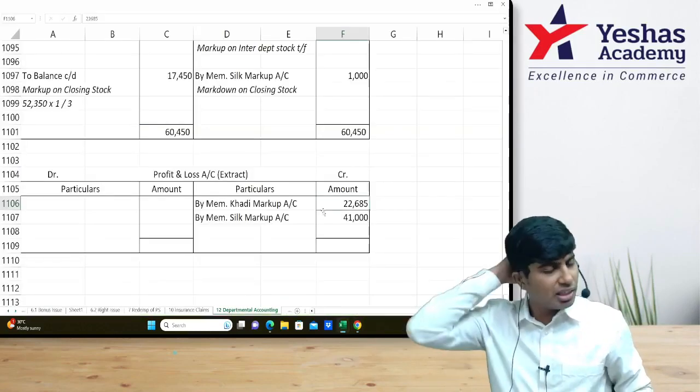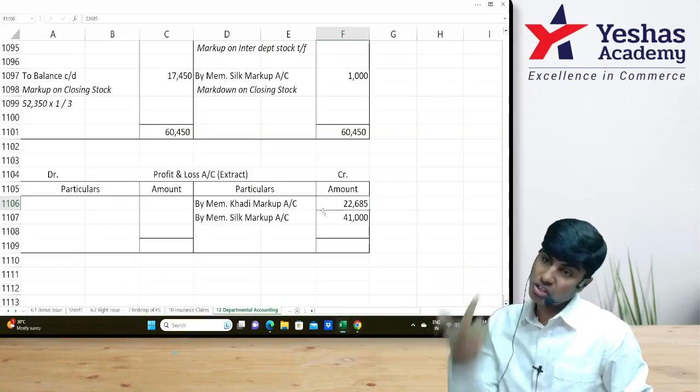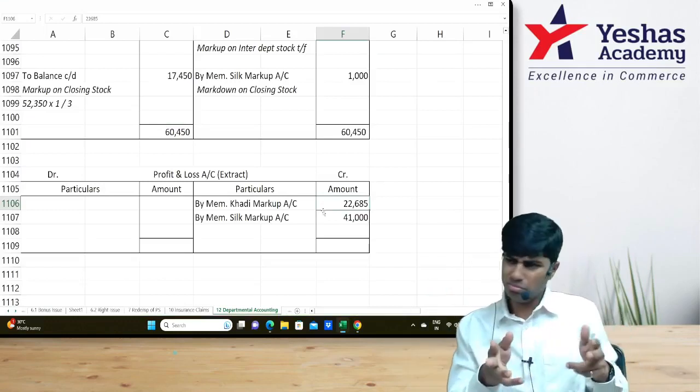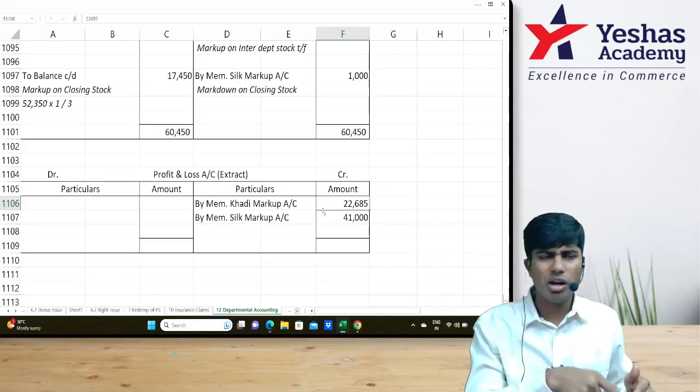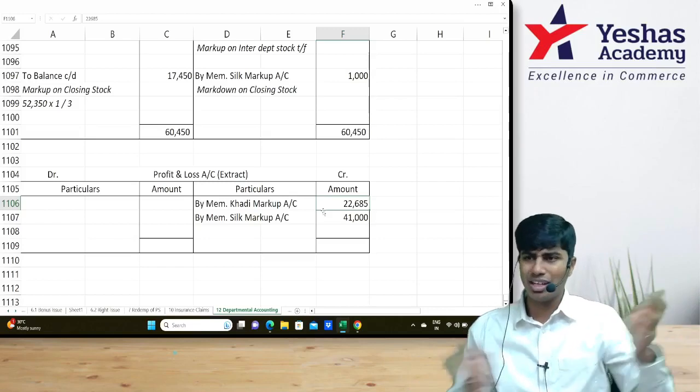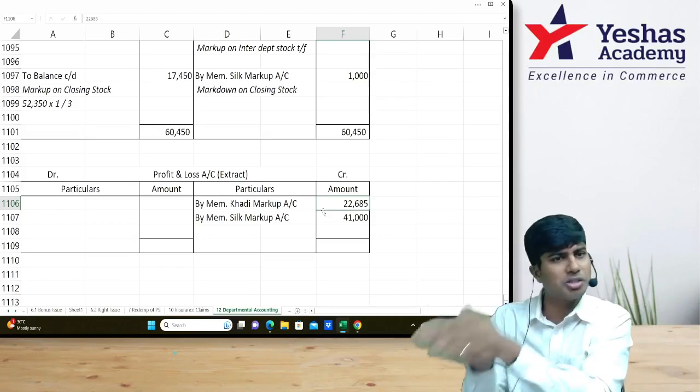And people will feel like khadi and silk stock account is very different. Why? There are two stocks. Two stocks means two problems given together. One problem they've given abnormal loss. One problem they've given markdown on closing stock. One problem there is markdown on opening stock. That's it. There is adjustment in one, no adjustment in the other.